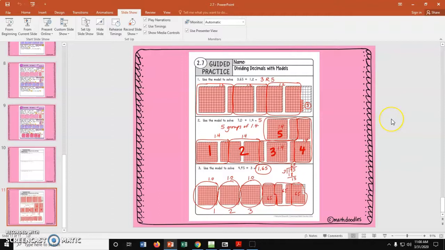All right, guys, welcome back. Hopefully you took the time to solve these. Make sure that you're understanding and doing them correctly. Right here are the answers for those. Using your models, number 1, you ended up with 3 groups with a remainder of 5. Number 2, you ended up with 5 groups of 1 and 4/10. 5 groups of 1 and 4/10 is 7 wholes. And down here, last, you got 4 and 95 hundredths divided by 3, left you with 1 and 65 hundredths.